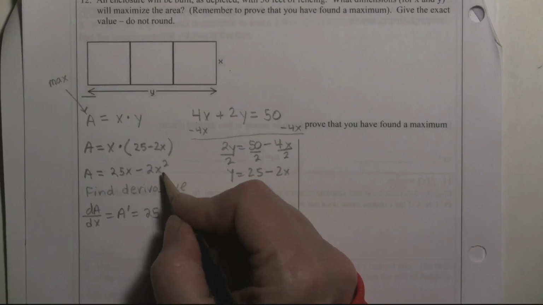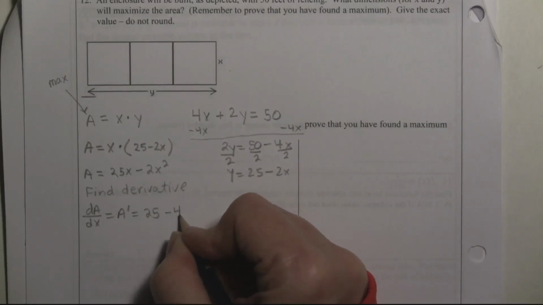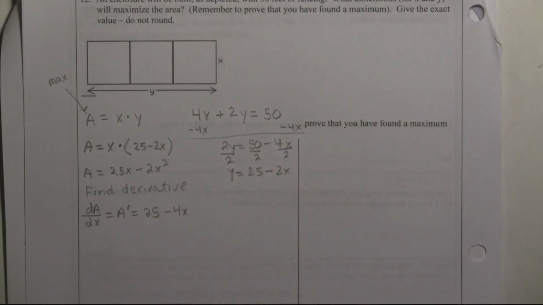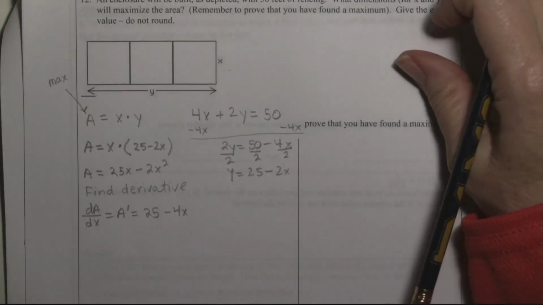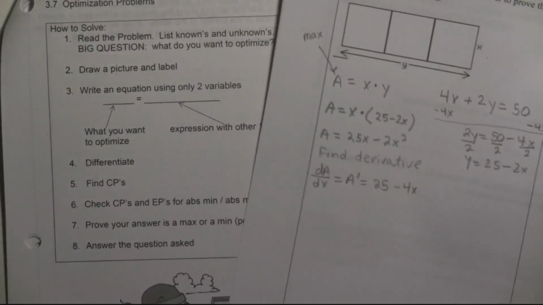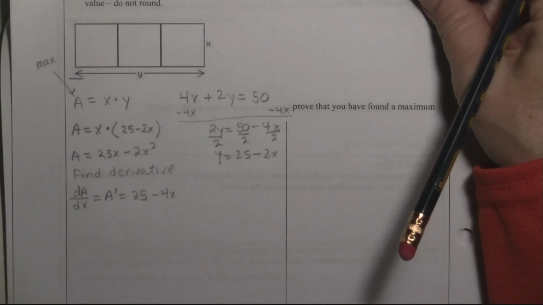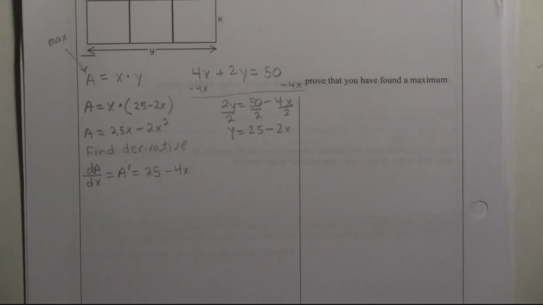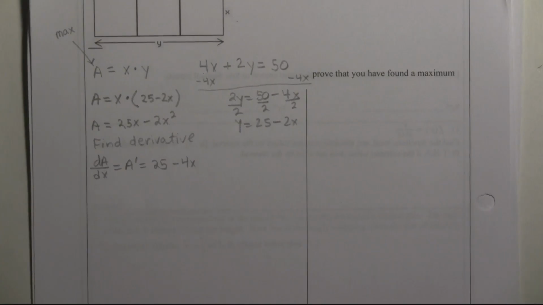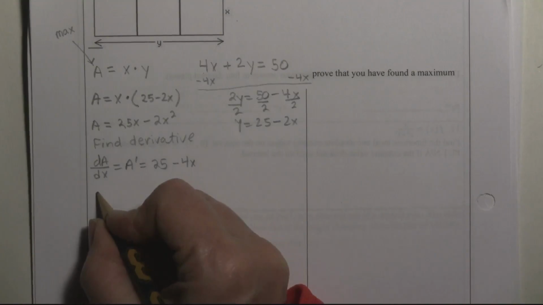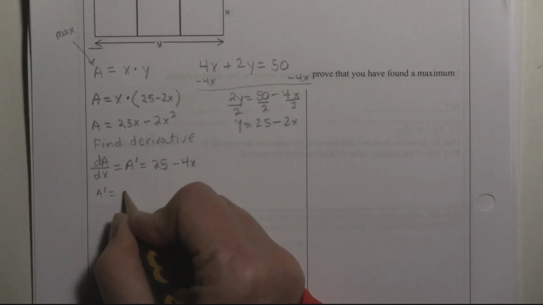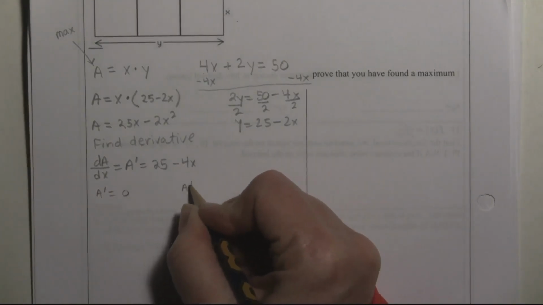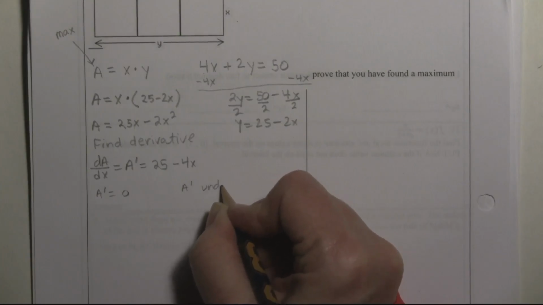And the derivative of this is minus 4x. Okay, so now I have found the derivative, and it says to find the critical values. So how you find the critical numbers or the critical points is you set this derivative equal to 0, right? You want to know when A prime equals 0 or when A prime is undefined.